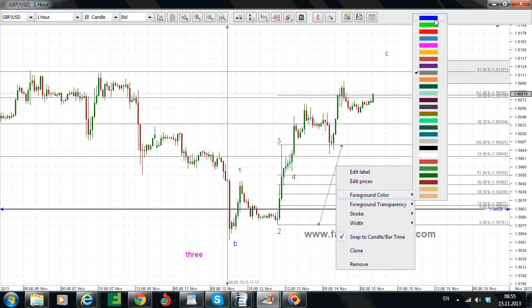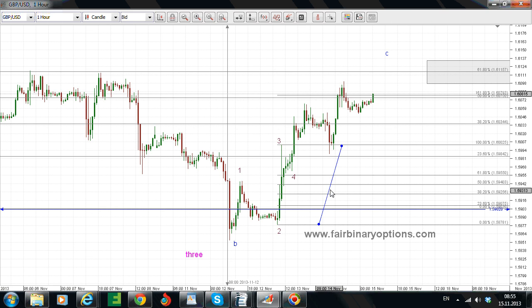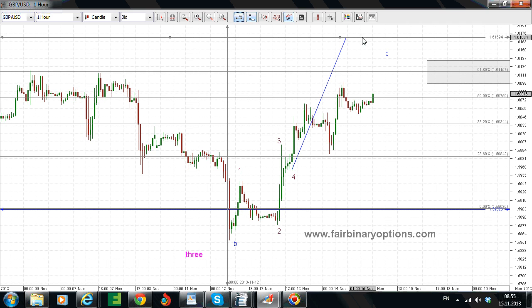Let's make it blue, and this one should be applied by the time the fourth wave is done. 161, sorry, not 100. So this is 161.8, and this should be applied by the time the fourth wave is done. Well, the fourth wave is done here. So in order for this to be considered an impulsive move, we need prices to go minimum 161.60 area.